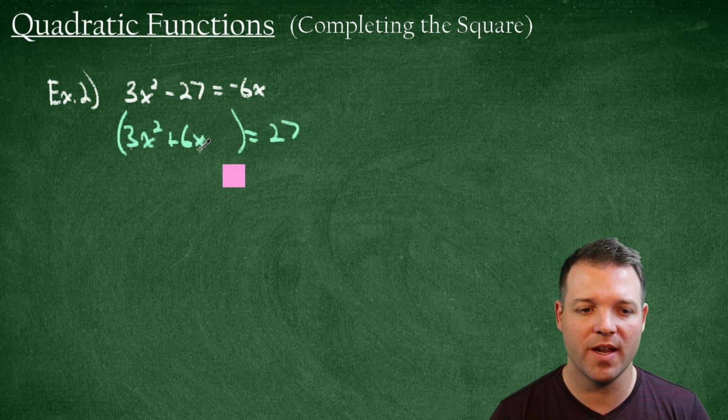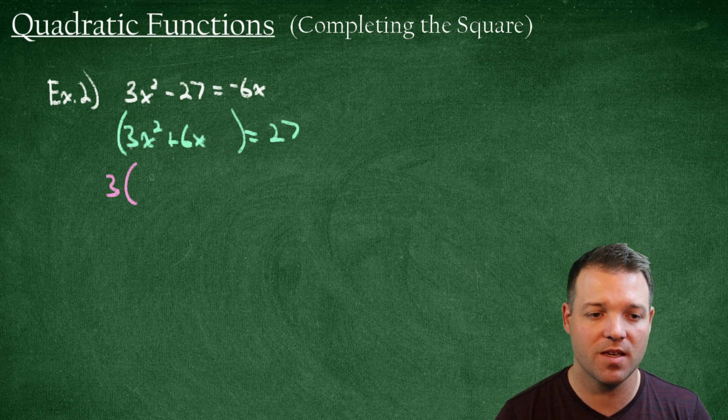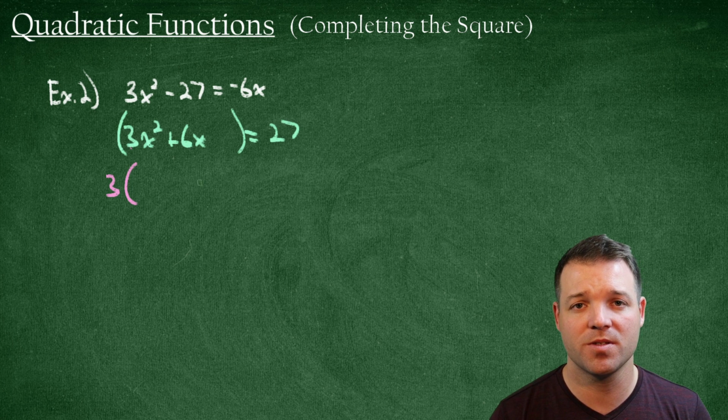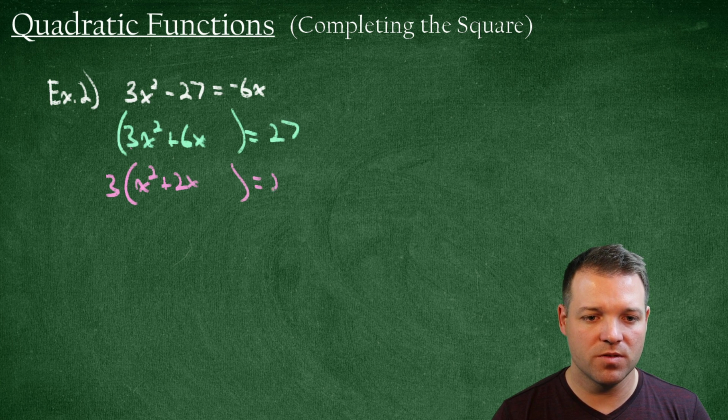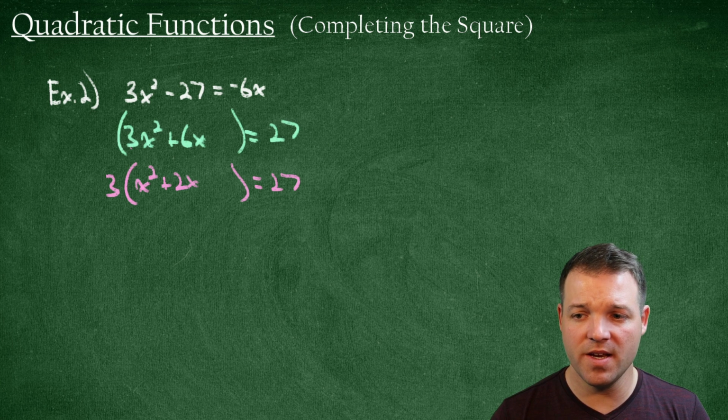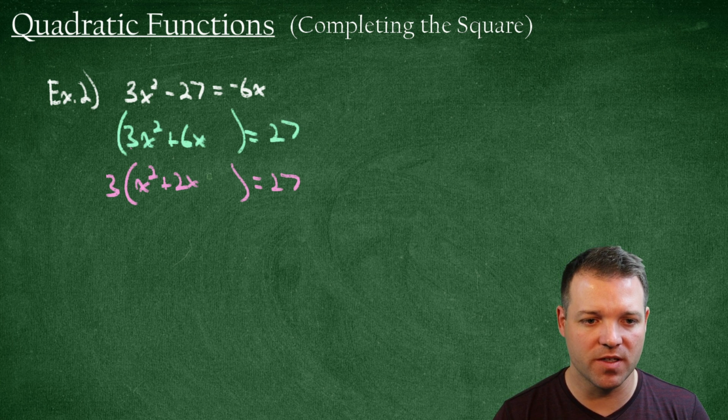So we need to pull that out as a GCF. Don't make the mistake. It's actually a very, very common mistake. As you can see, people look over that very often. So anyway, if I pull out a 3 as a GCF, that is x squared plus 2x and then plus something is equal to 27. And now we're ready. Let's go ahead and add our perfect square in here.